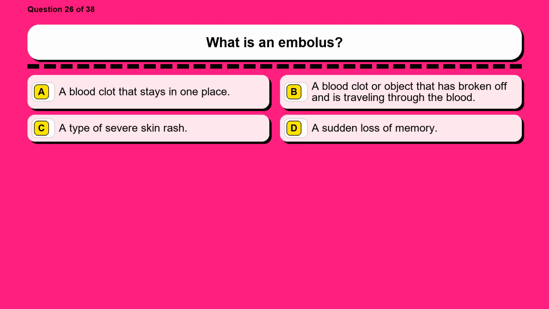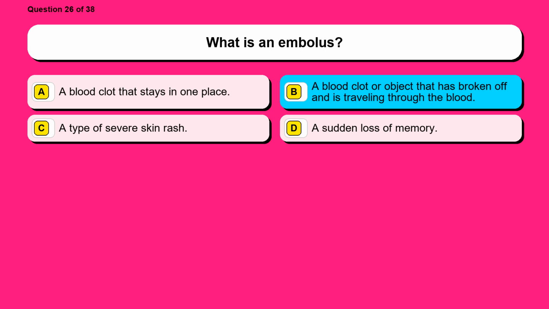Question 26. What is an embolus? Option A. A blood clot that stays in one place. Option B. A blood clot or object that has broken off and is traveling through the blood. Option C. A type of severe skin rash. Option D. A sudden loss of memory.